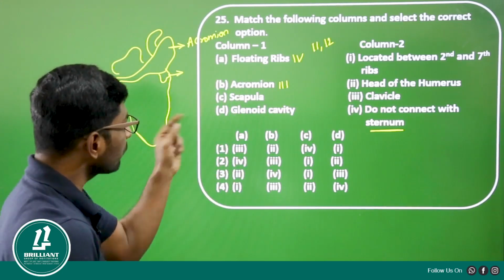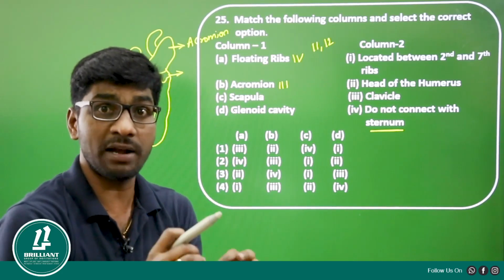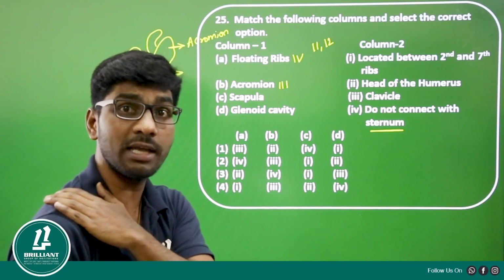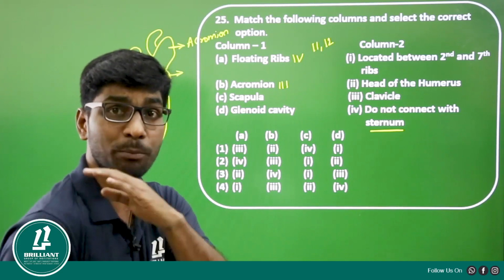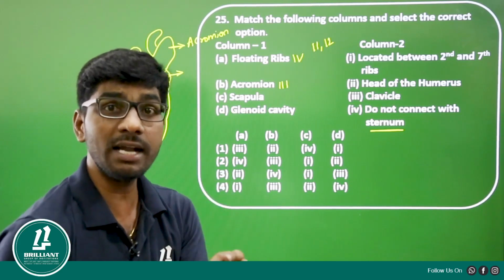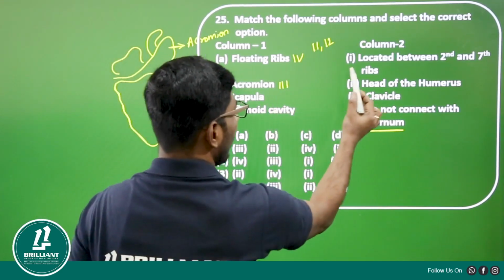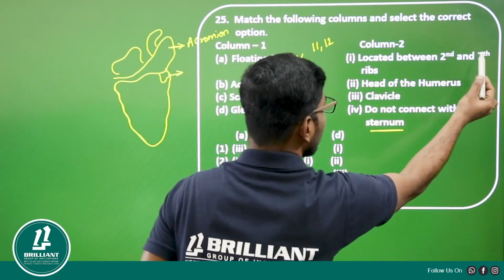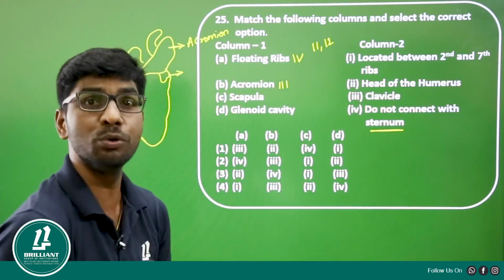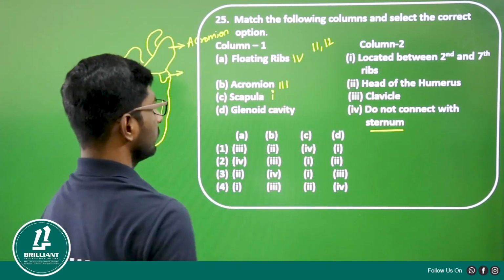Option C, scapula. The scapula is a triangular flat bone, present dorsally, and its location is between the 2nd and 7th thoracic ribs. So I am going with what? Scapula is located between the 2nd and 7th true ribs, right? So for scapula, I am going with 1, right?